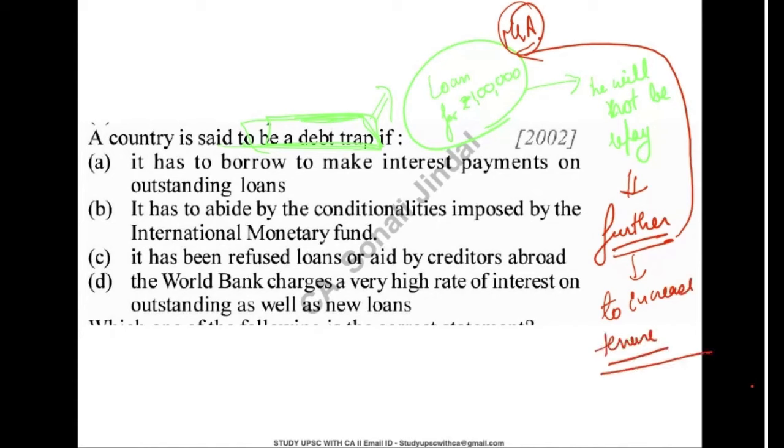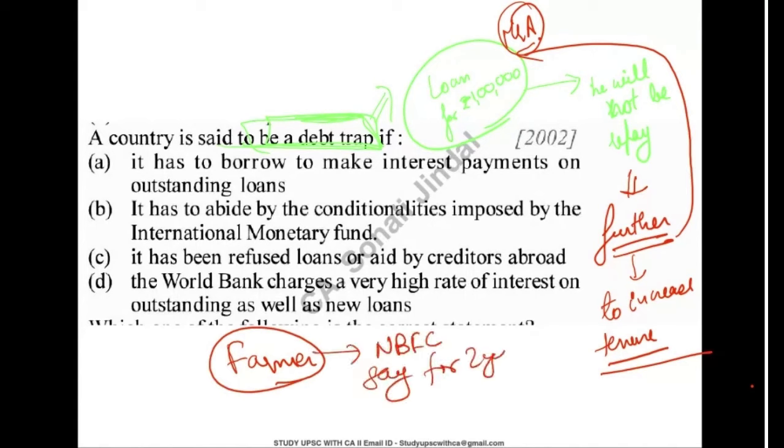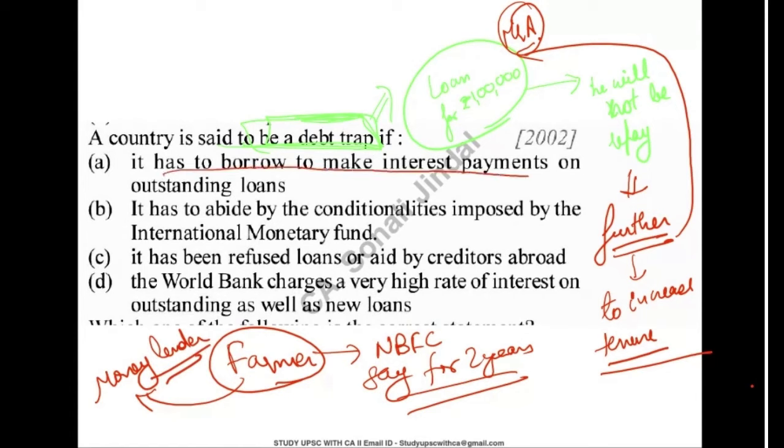As the farmer takes a loan from the NBFC, say for 2 years, but if after 2 years he is not able to repay, then he has to take a further loan from the moneylender. Let's read the first statement. It has to borrow to make interest payments on outstanding loans. This is correct.